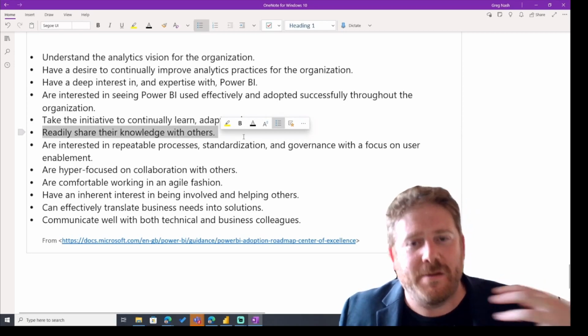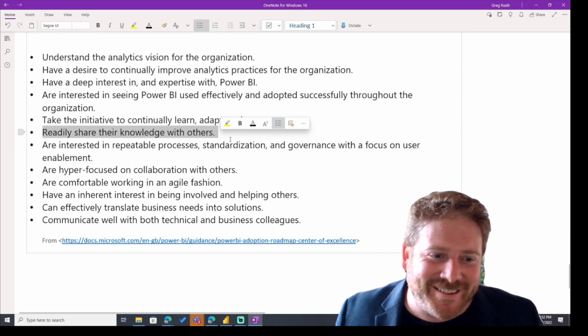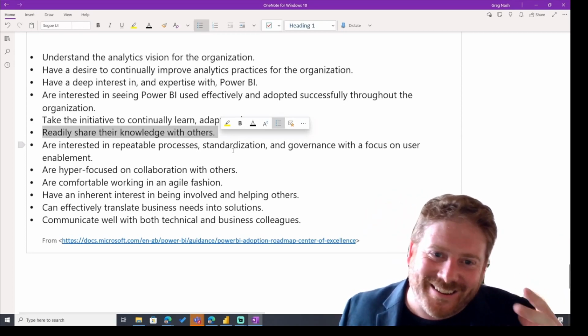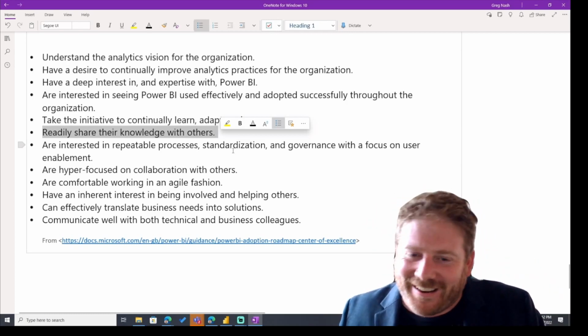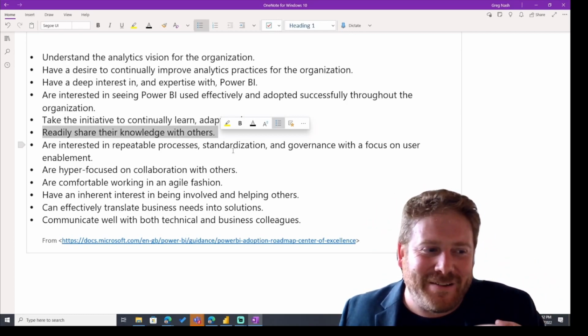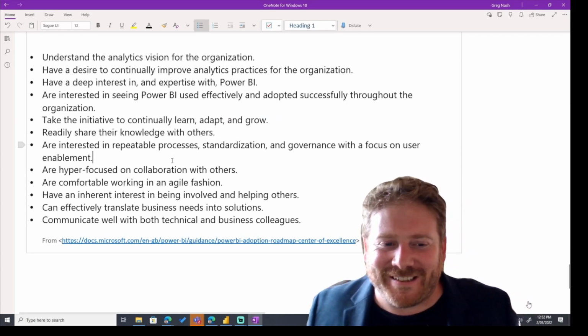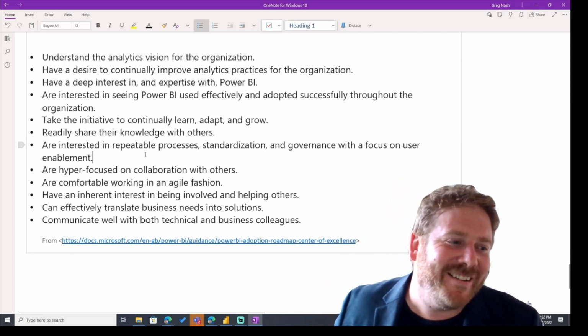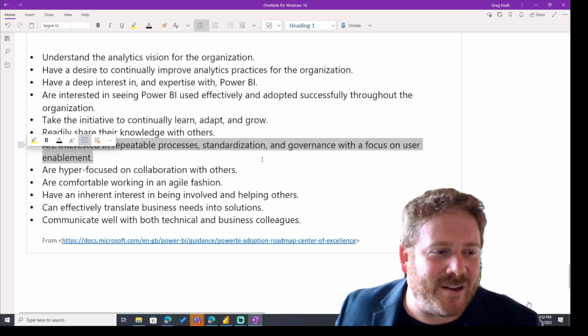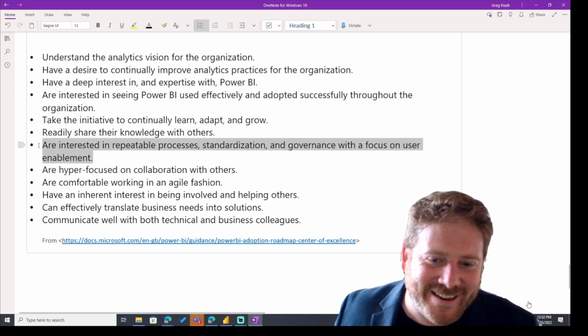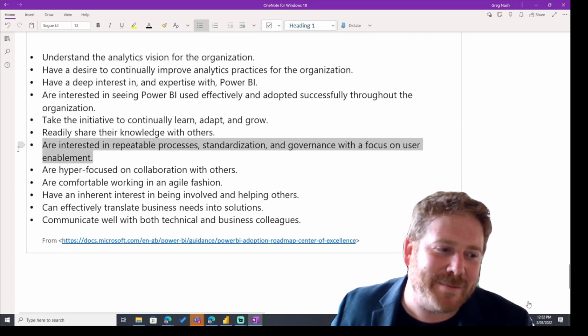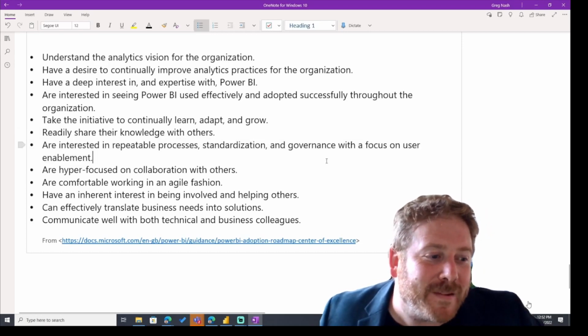So it's not just about hoarding the knowledge. We see that in technology a lot, where there are people who get knowledge and then they don't like sharing it. They love that everybody has to rely on them for the stuff. It's not good in this situation. You need to be able to share your knowledge. Interested in repeatable processes, standardization, governance with a focus on user enablement. Oh my goodness, I love this.